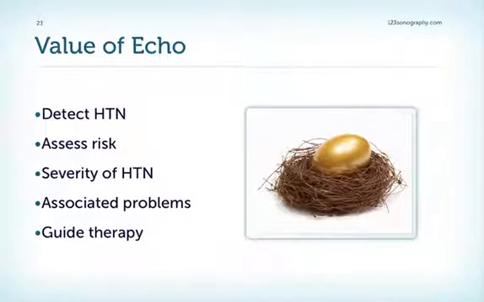Echo is extremely valuable in patients with hypertensive heart disease. Very often you will be able to make the diagnosis simply because you find hypertrophy. Remember, many patients don't know what their true blood pressure values are. It is possible to assess the risk and the severity of hypertension by quantifying the degree of left ventricular hypertrophy, by looking at the size of the left atrium, and it is possible to also find associated problems. For example, if the patient is at increased risk of atrial fibrillation.